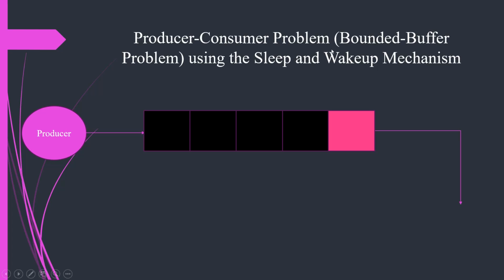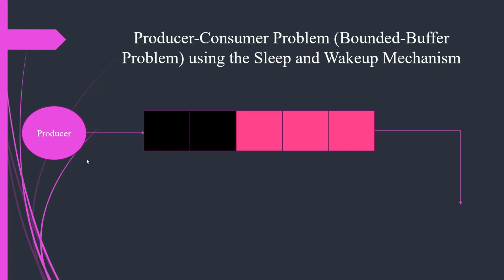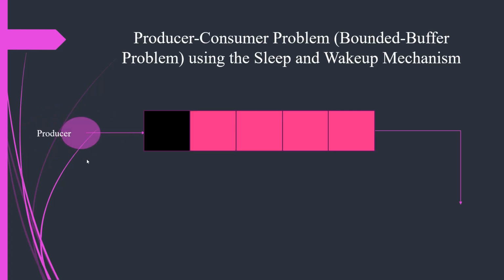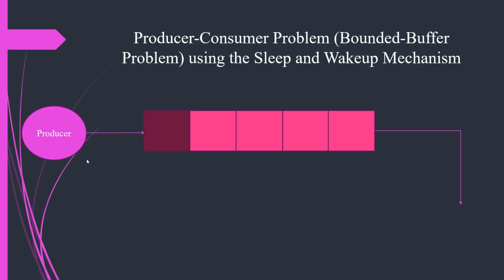Okay, the central point is the buffer. Here we have a fixed buffer with five slots: 1, 2, 3, 4, 5. So we can feed 5 items here for now. The first item is filled, then the producer produces the second item, and then the third item, then the fourth item is filled, and then the fifth item is filled.